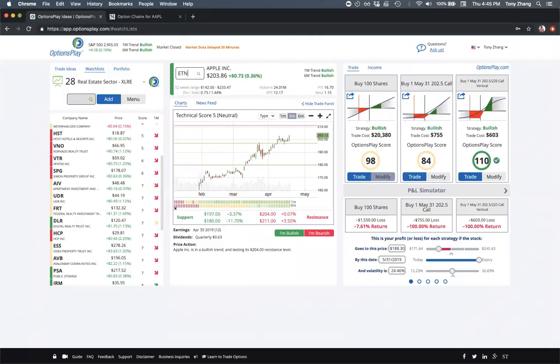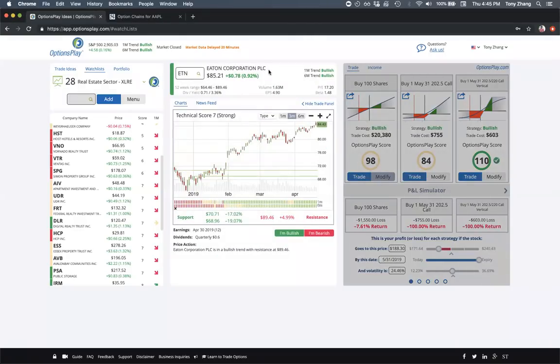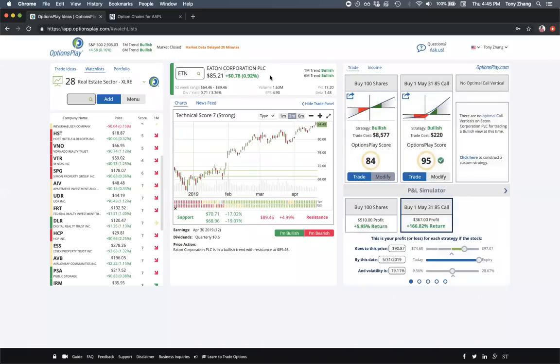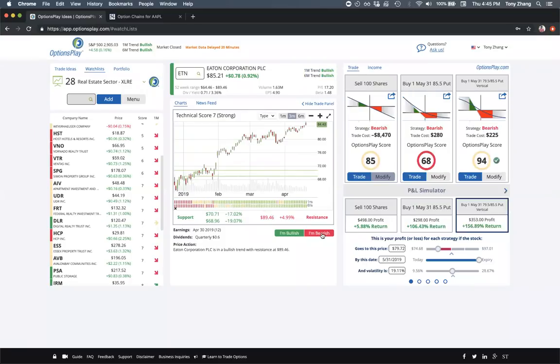So Christopher said ETN, and he's bearish on this particular trade. Right off the bat, I'll say that the technicals on this stock are very strong. It's got strong relative strength, and the 1 month and 6 month trends are bullish. Maybe you feel this is a little overdone, so you're bearish. So let's click on I'm bearish here.